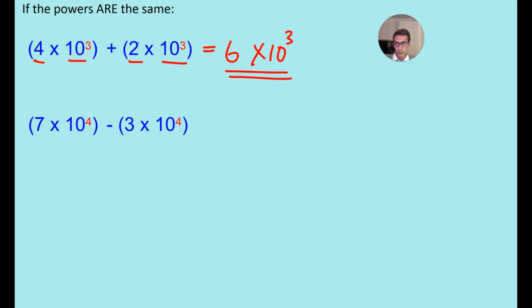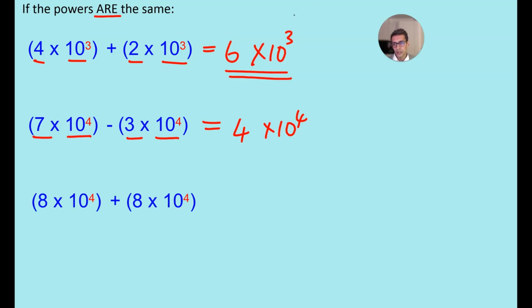In this second example, we've got 7 lots of 10 to the power 4, take away 3 lots of 10 to the power 4, well, you're left with 4 lots of 10 to the power 4. So this is relatively straightforward when the powers are the same.